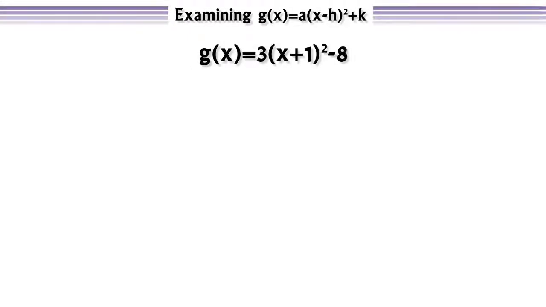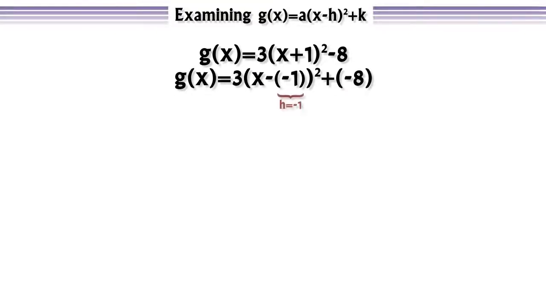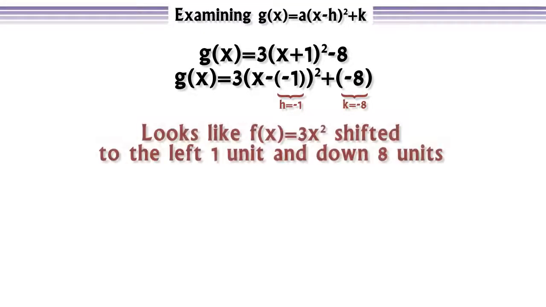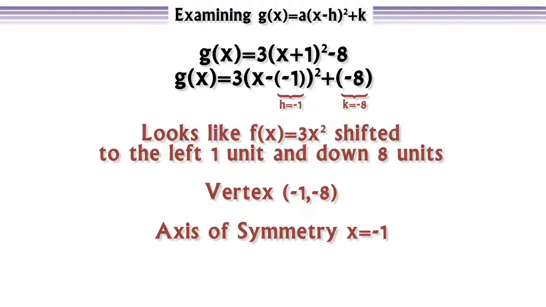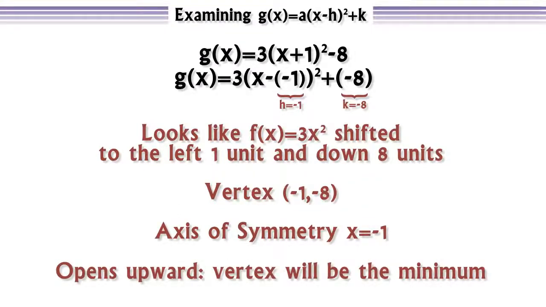Examining the function g(x) = 3(x + 1)² - 8 without graphing, we see that it's in vertex form. Since we see that h = -1 and k = -8, we know that it will look just like the function f(x) = 3x², but shifted to the left 1 unit and down 8 units. We know its vertex must be located at the point (-1, -8), because the vertex is always located at (h, k). Its axis of symmetry will then be x = -1. And lastly, since a is positive, the parabola opens upward, so it will obtain its minimum value at the vertex.